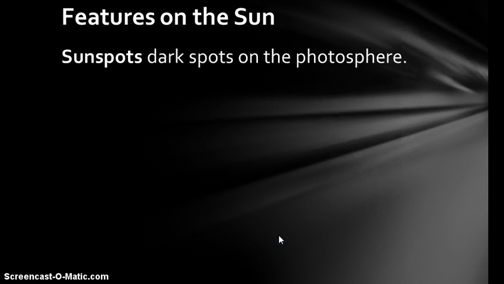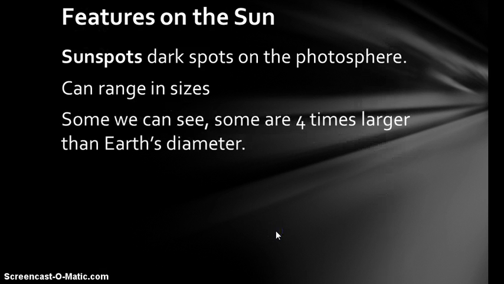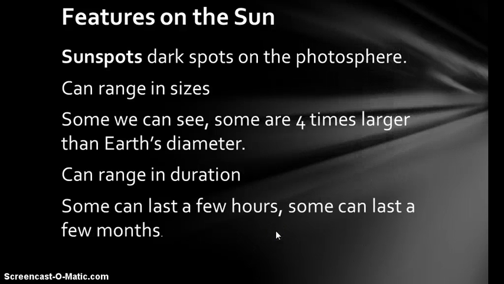We start to look at some of the features of the sun. We talked about sunspots, and I showed some examples of those. They can range in size and in how long they are on the sun for. They can be very, very large as well. They can last anywhere from a few months to only a few hours.